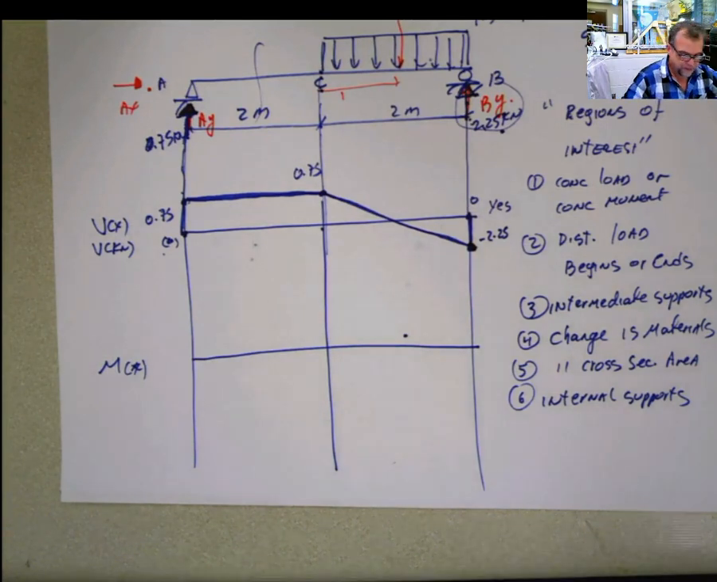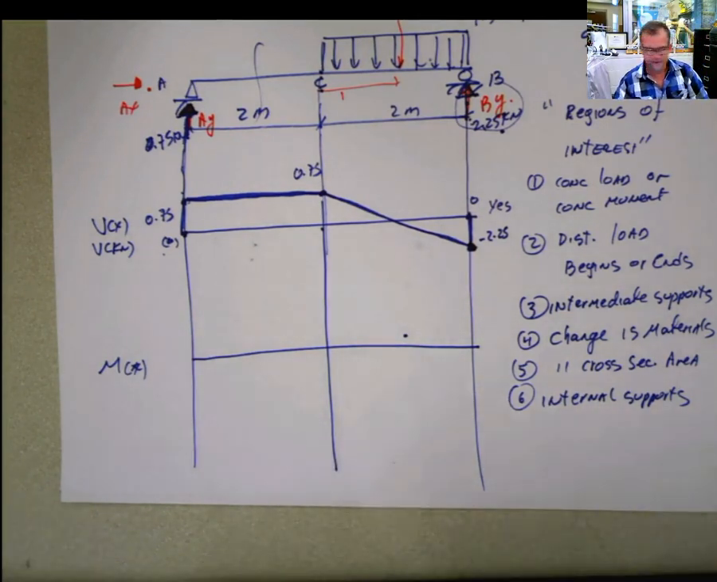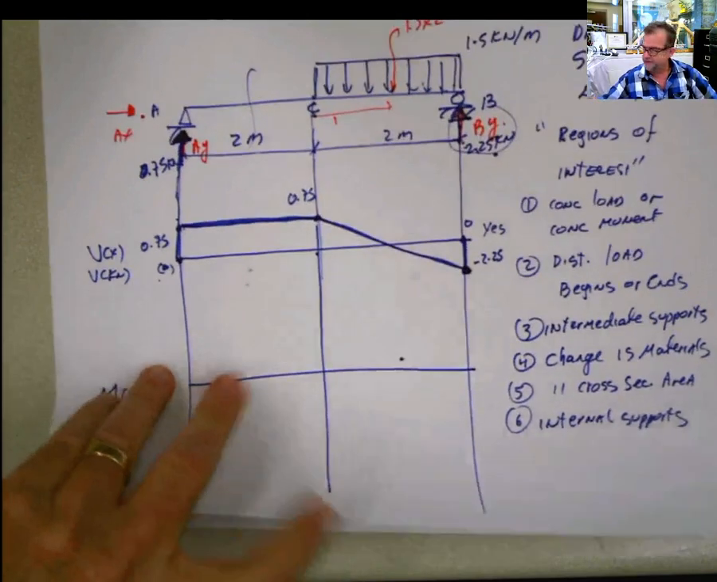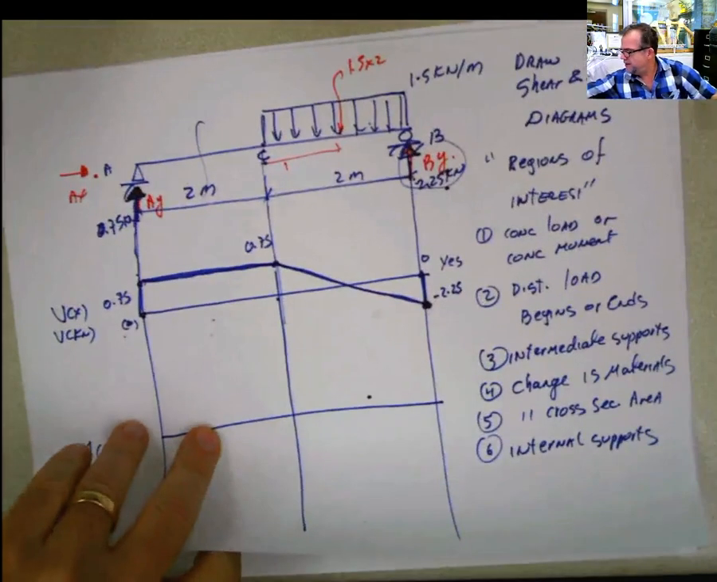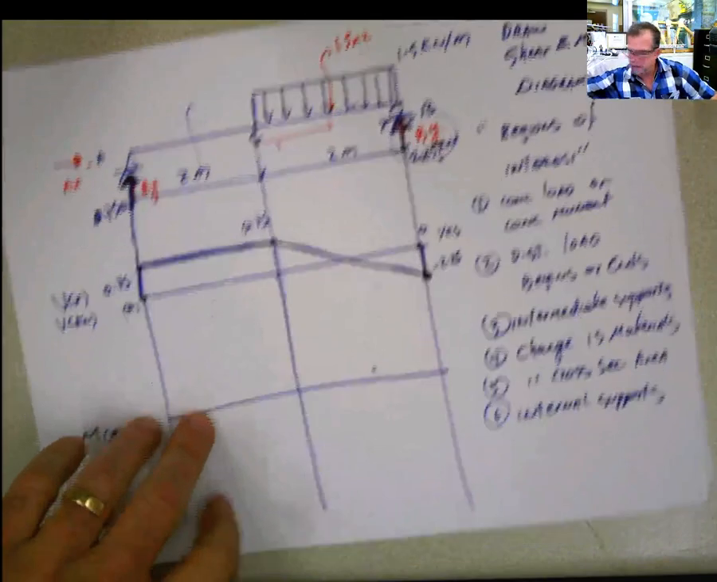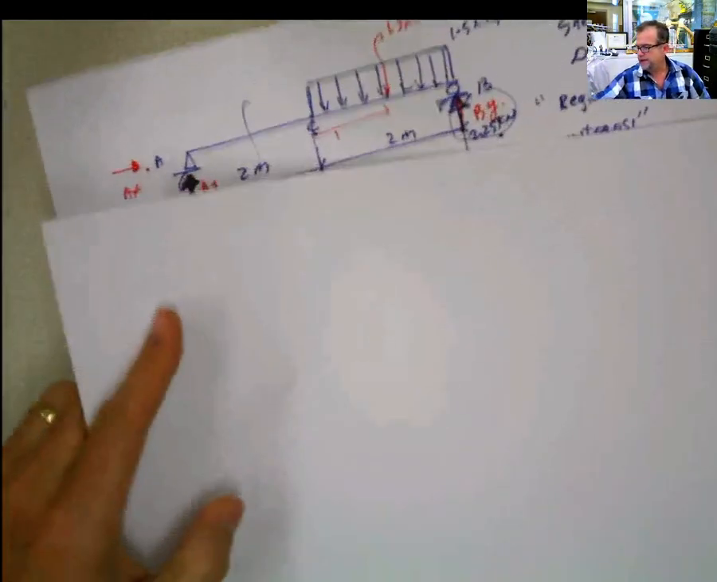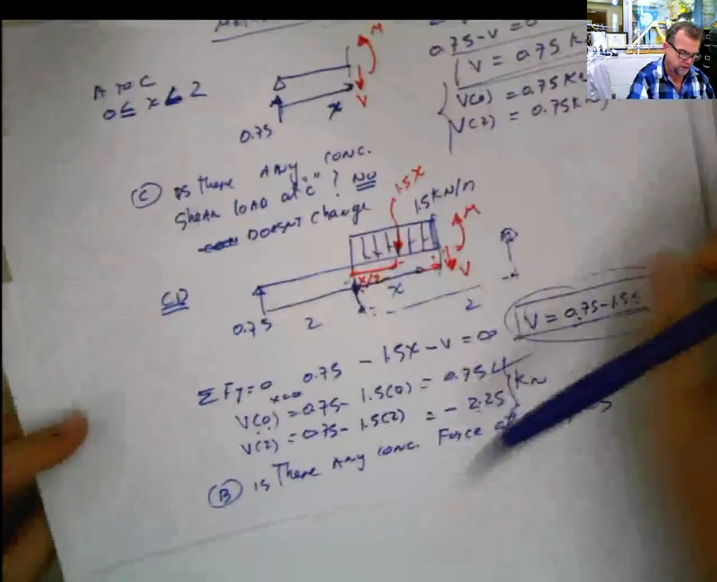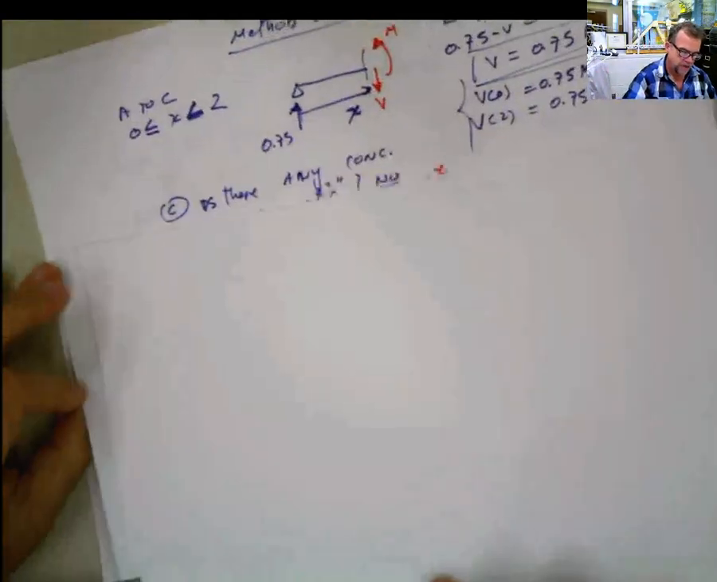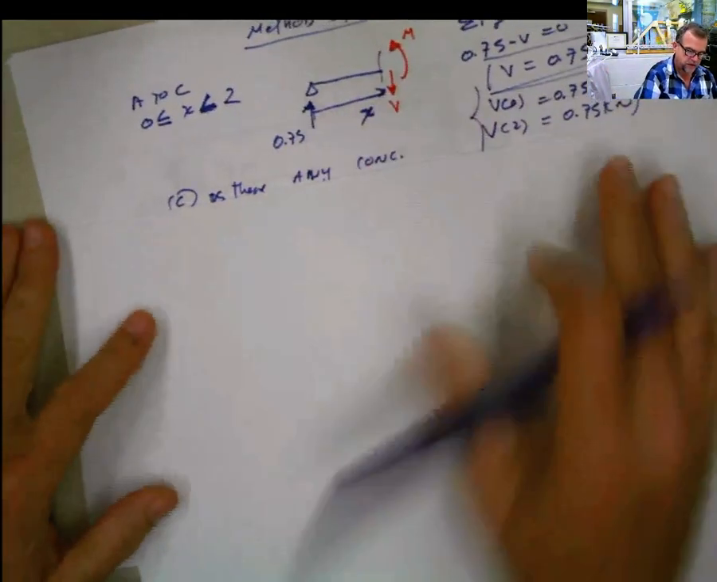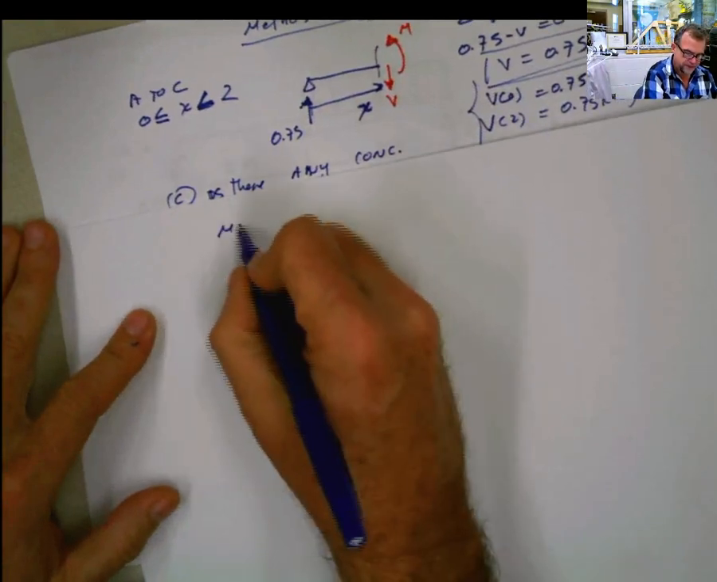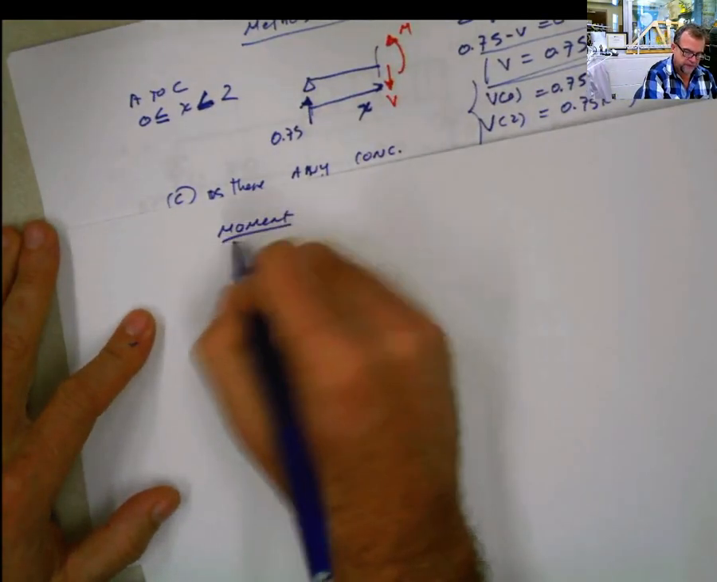Now, let's do the moment. Let's do the moment. Okay, let's do the moment. And I'm going to do the moment for the same example that I was doing here, now the moment diagram. I'm going to go for the same section, A to C, moment from A to C.